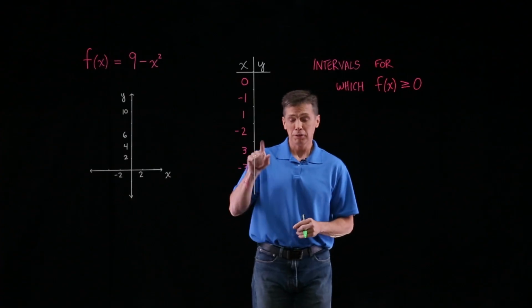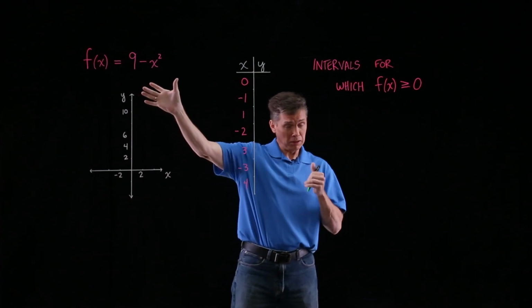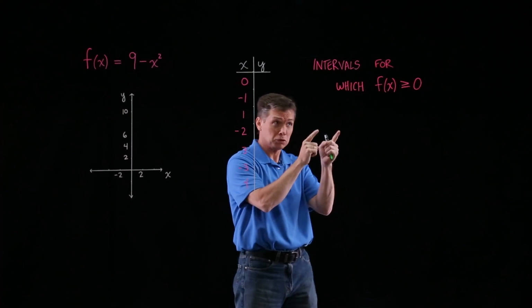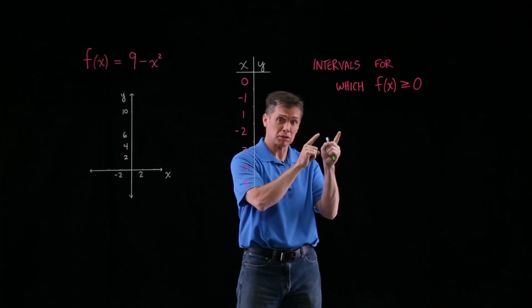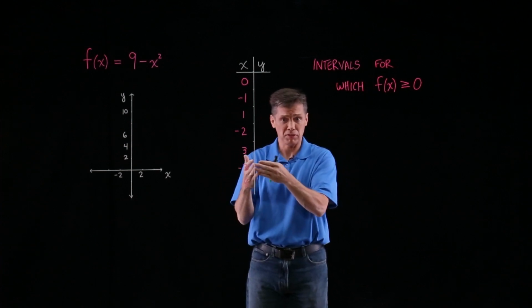Okay, in this problem, it looks like there's a lot going on, but it just starts with this function they've given us. They've asked us to graph it, and then based on the graph, we're going to determine the intervals for which f of x is greater than or equal to 0. Okay, so I've really just got us started here in terms of the graph.